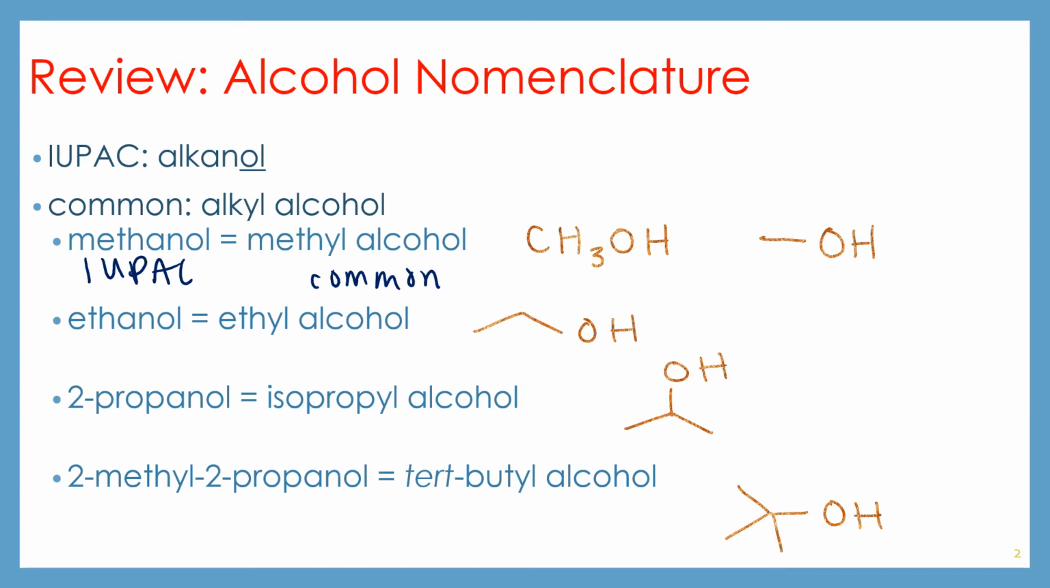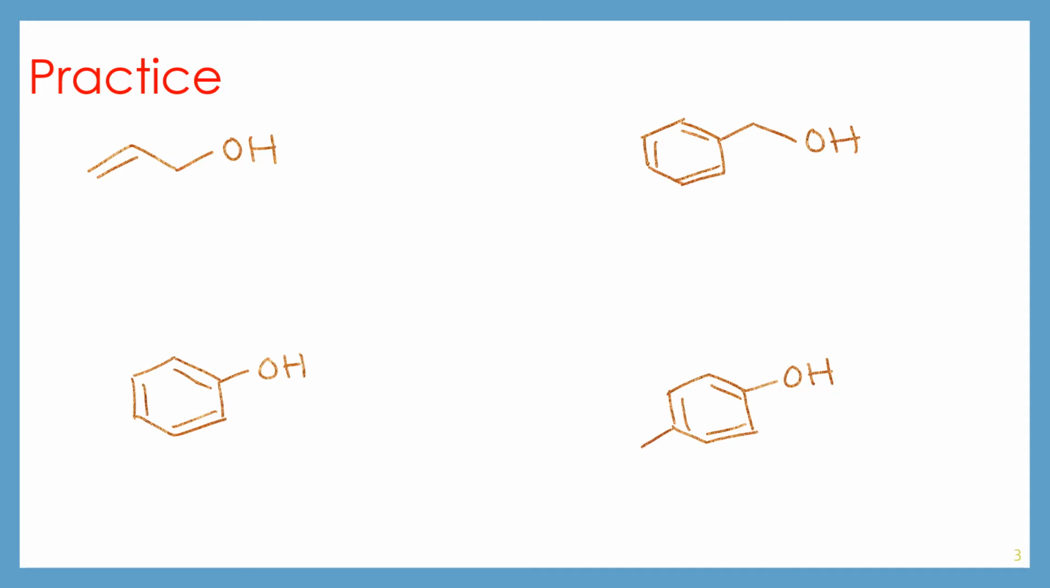2-propanol is the same as isopropyl alcohol. 2-methyl-2-propanol is tert-butyl alcohol. So let's go ahead and practice some naming. Pause for a second and see if you can come up with the names of these compounds on your own.